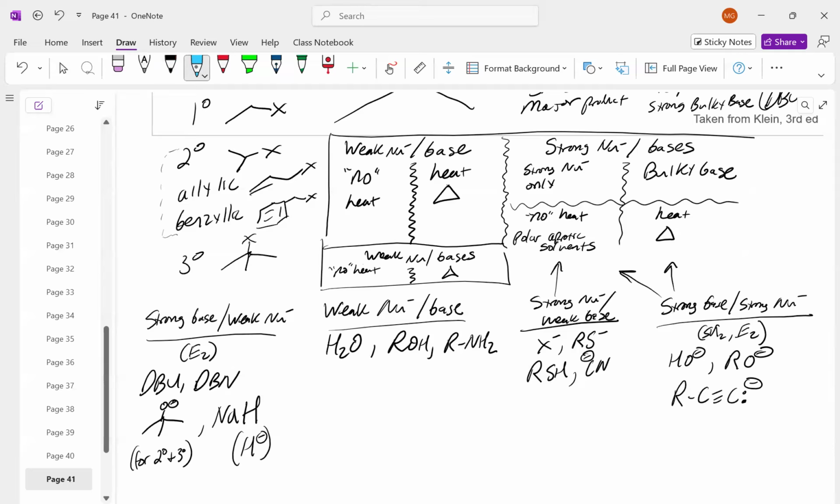Now, I do want to put a little bit of caveat on SN1, is you can use strong nucleophiles, but it can't be basic at all. So you could use these things here. It's just not going to be as fast, but you can use them.